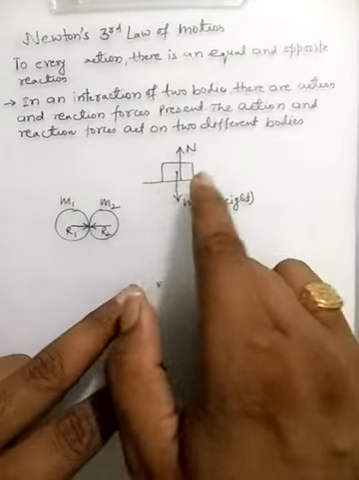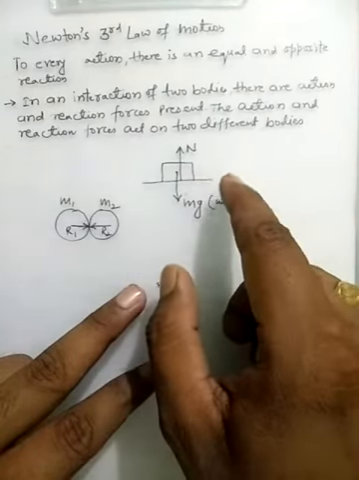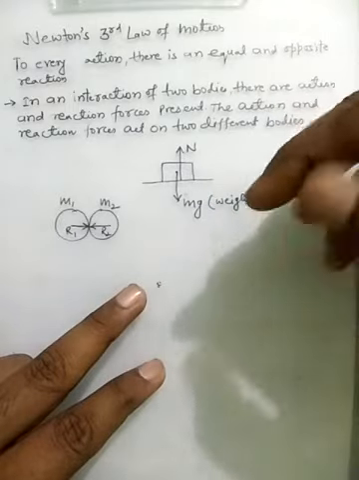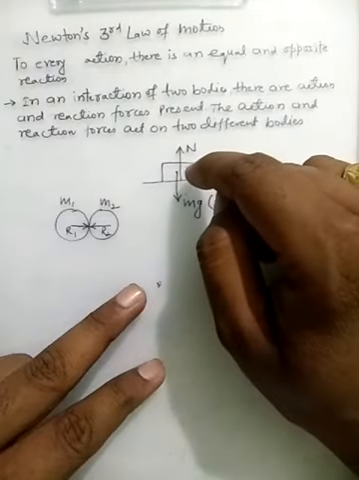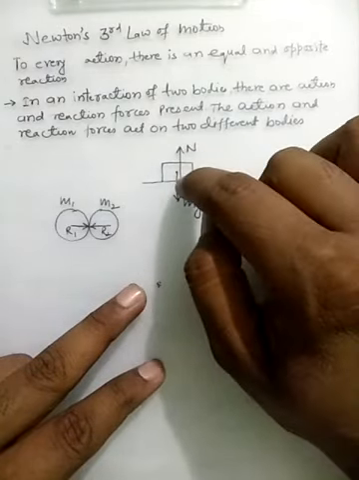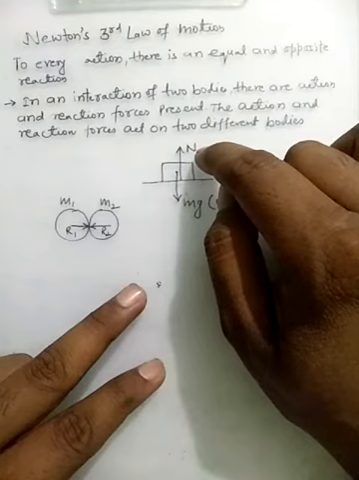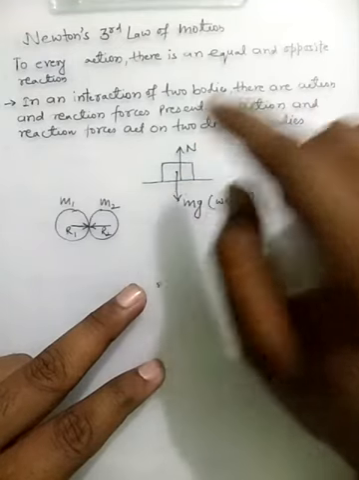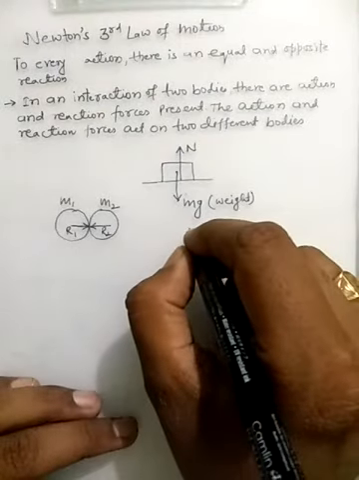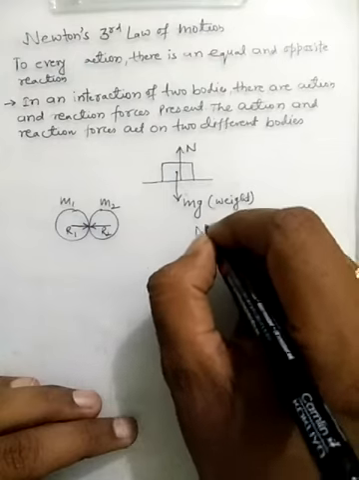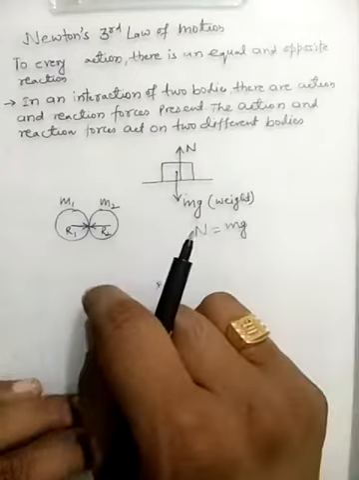Here, an object of mass m is placed on a horizontal table or horizontal plane. The weight of the object acts downward, which is mg, and the force applied by the contact surface on the object is in upward direction, which is normal force or normal reaction force, opposite to the weight of the object. Then we can write that the normal force or reaction force is equal to the weight of the object in this condition.